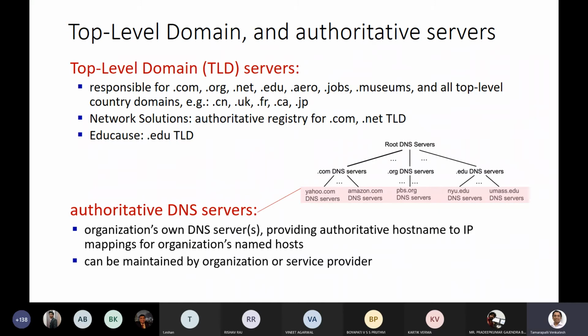And whatever this organization's own DNS servers reply is considered by and large the most authoritative response, because this is where the IP address to domain name mapping is ultimately maintained in the most credible manner.